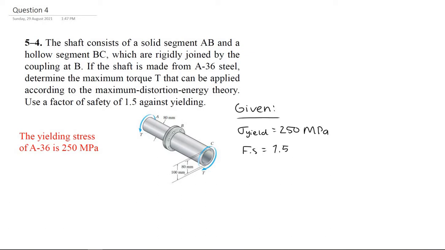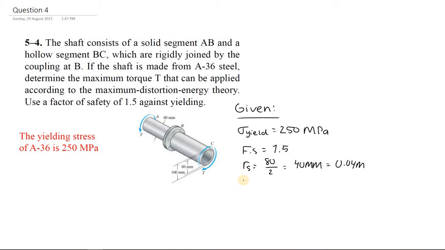We also have been given a radius for the different segments. I'm going to call my radius for the solid segment RS, which is just 80 divided by 2, 40 millimeters. If we want to use meters, it's going to be 0.04.